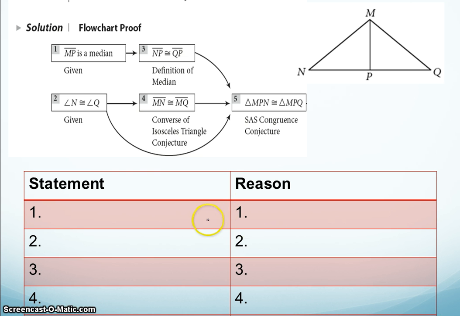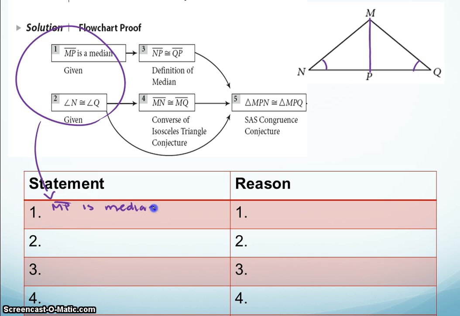And when we do proofs in class, we're going to be sticking with the standard two-column proofs. So here's my diagram, and I'm just going to write in what we know. So we were given that these two base angles are congruent. Okay, and I know that this right here is a median. So I'm going to take my two givens, and I'm going to put those in line 1. So MP is a median, and I'm going to squeeze in angle N is congruent to angle Q, and the reason is that's the given. So we're always going to start off with our givens on our first line.